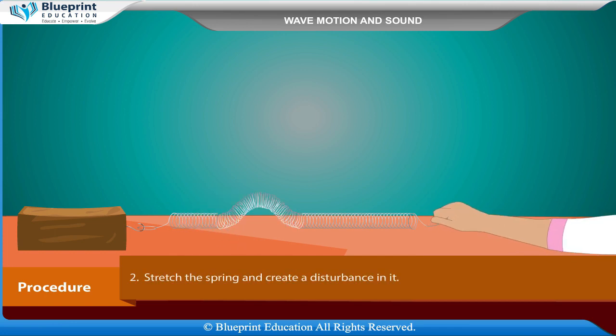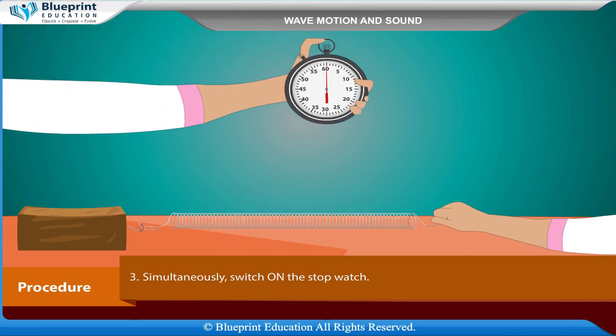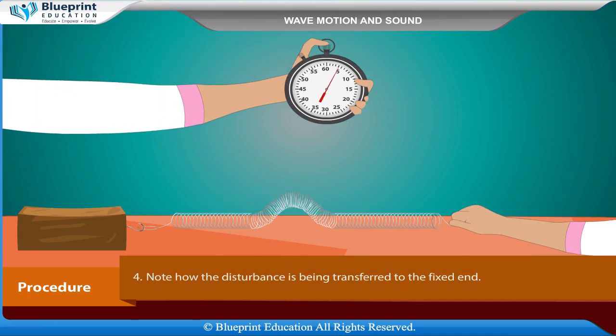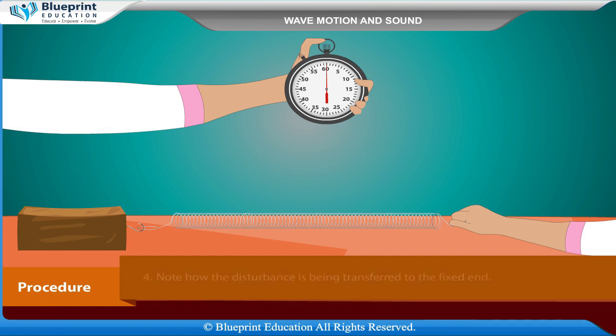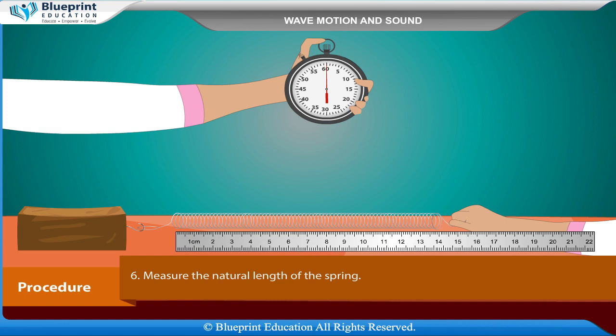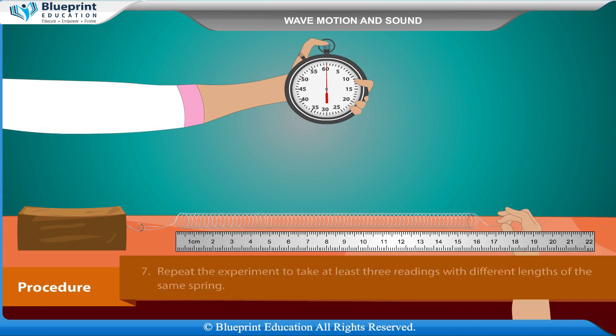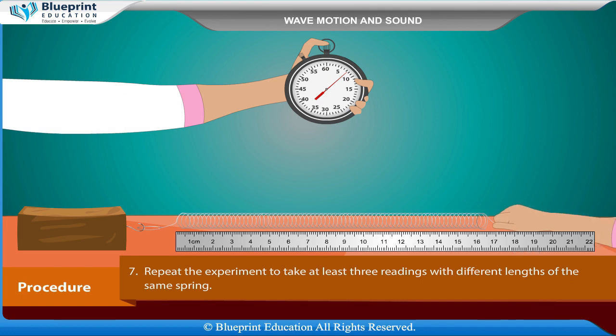Procedure: tie a spring of negligible mass to a rigid support. Stretch the spring and create a disturbance in it. Simultaneously, switch on the stopwatch. Note how the disturbance is being transferred to the fixed end. Note the time taken up to which the disturbance reaches the other end. Measure the natural length of the spring. Repeat the experiment to take at least 3 readings with different lengths of the same spring.